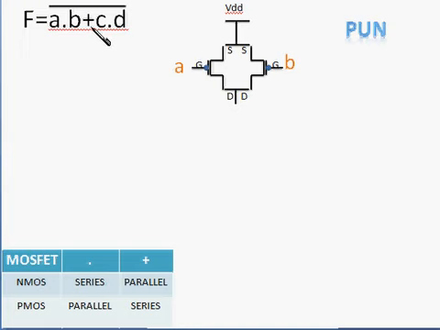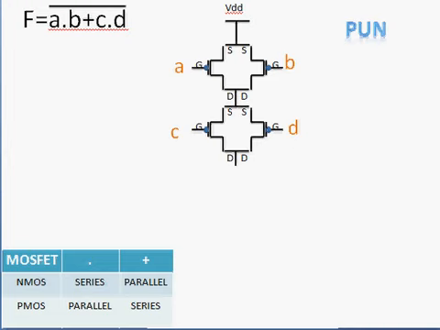Then we have plus C dot D, therefore the plus comes here. For PMOSFET plus we have the series combination. So this parallel combination of A dot B is in series with C dot D, meaning the parallel combination of C and D. Therefore for A dot B plus C dot D, we get this particular circuit diagram.